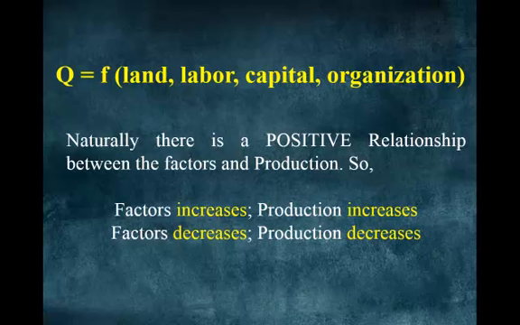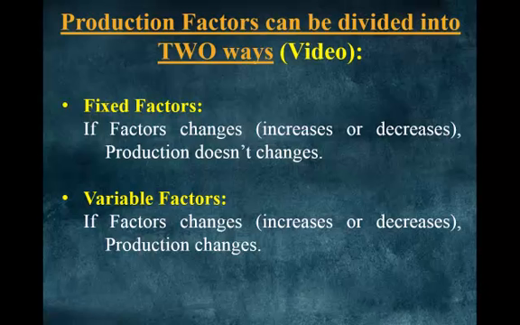Here we have gone through the production function. That is, the quantity depends on the function of the production factors. Naturally, we can say there is a positive relationship between the factors and the production. Therefore, if the factor increases, the production will increase, and if the factor decreases, the production will decrease too.